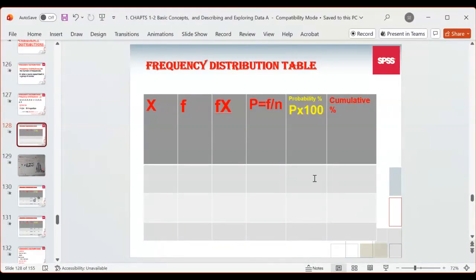There are 2 other things we're going to do, and that is this P. This P stands for proportion. And then we have 2 different distributions. One is called proportion, the other one's called probability. Probability is always from 0 to 100.